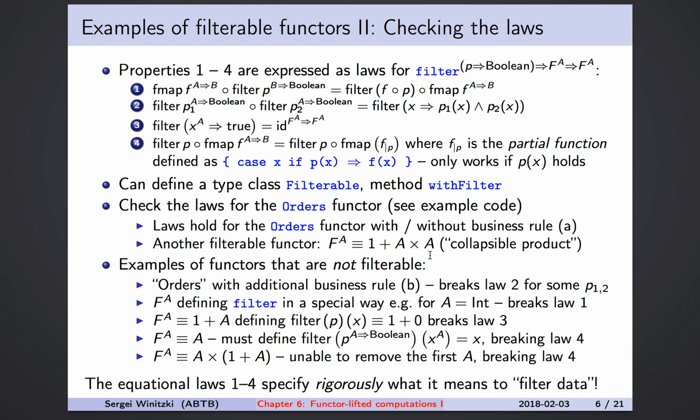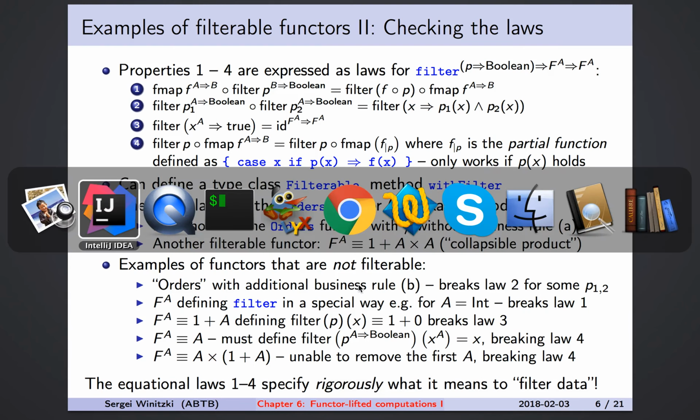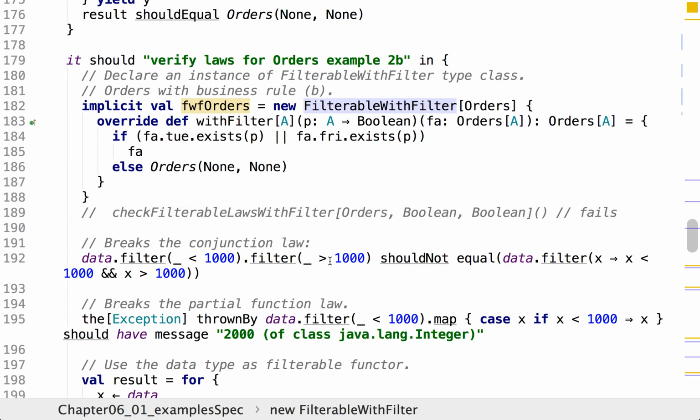For now, let's look at this. Well, actually, let's finish with the orders. Why does the law break? It's an interesting consideration. So if we filter with one filter and then with another filter, that should be equal to the filtering with a conjunction. Now, in this example, I chose these two conditions so that their conjunction always returns false. So we should be having an empty container after this.